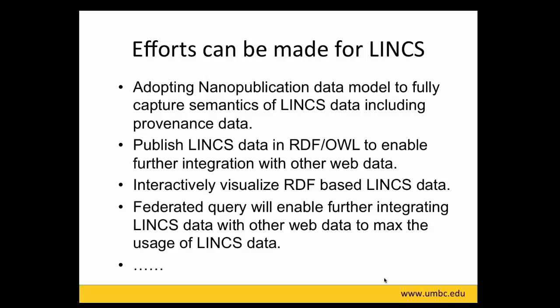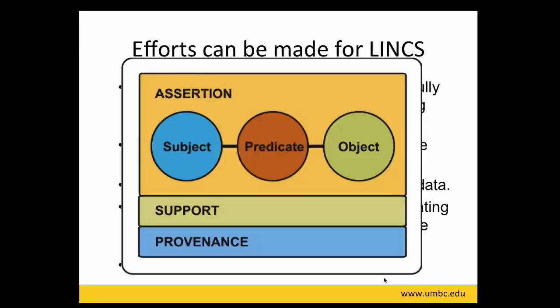So one thing is that we may adopt some data models and or controlled vocabularies to fully capture the semantics of this LINKS data, especially the provenance data. Like I mentioned, here is the nanopublication data model. This is a nanopublication data model, which has a very simple structure.